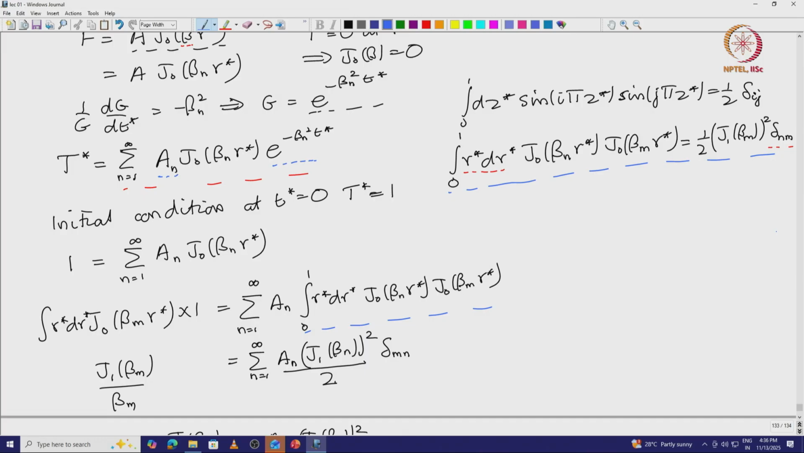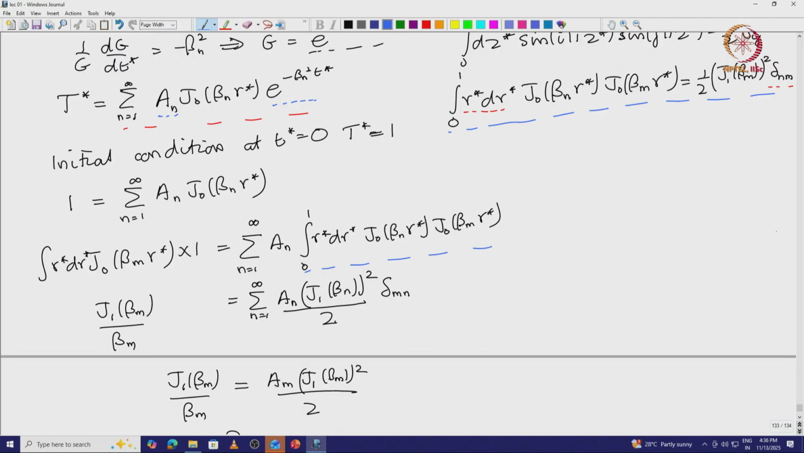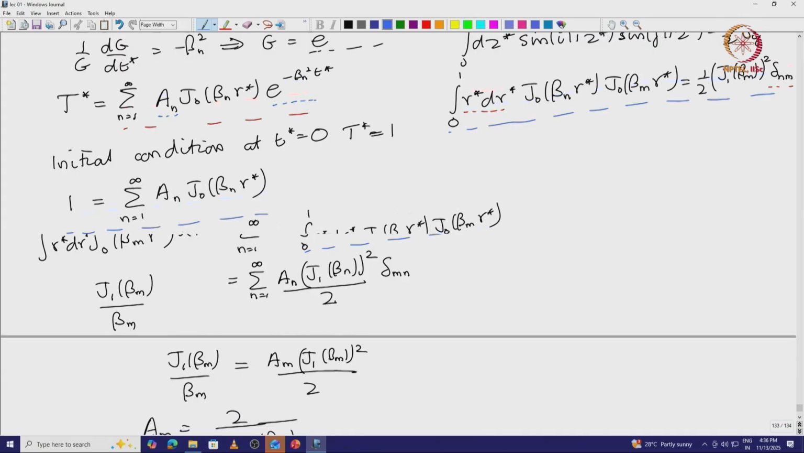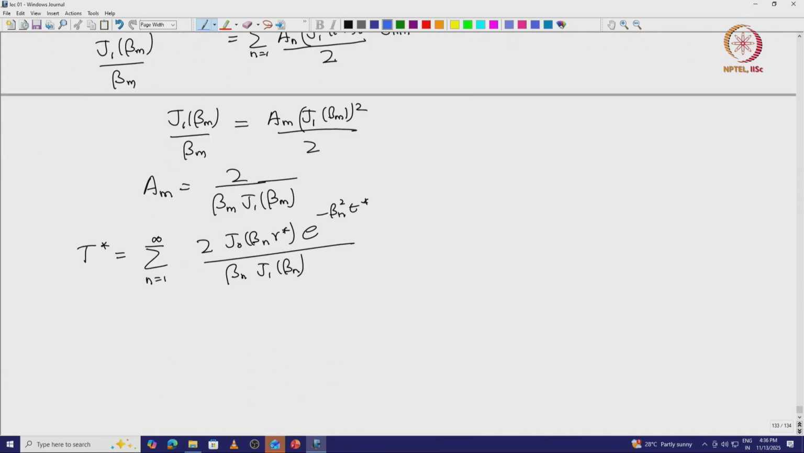Using that orthogonality relation and the initial condition, which is that the temperature is 1 at T star equal to 0, I was able to multiply the left and the right side by J0 of beta m r and integrate it. On the right side, the summation reduced to just one term, because the integral was non-zero only when m is equal to n. So, using that we were able to find each coefficient in the expansion. There is an infinite number of constants in the expansion, and we were able to find each one of them.